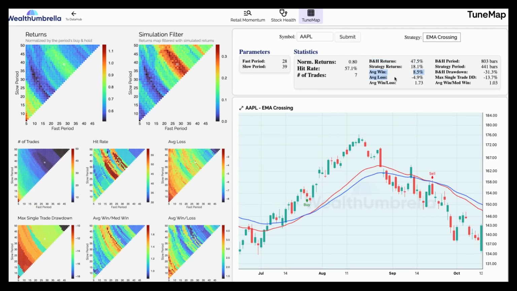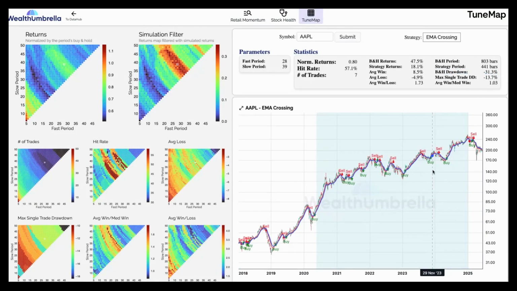Then average win and average loss is pretty self-explanatory, and the ratio of both is also. Now, buy and hold period and strategy period. Strategy is the time in the market for all the trades combined, and the buy and hold period is, as we've said, varying across different strategies just to have a better comparison. Buy and hold drawdown is the ultimate drawdown seen during the buy and hold period, so it's maybe not the best one to show it quickly.